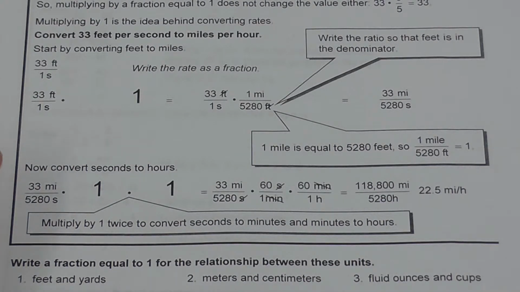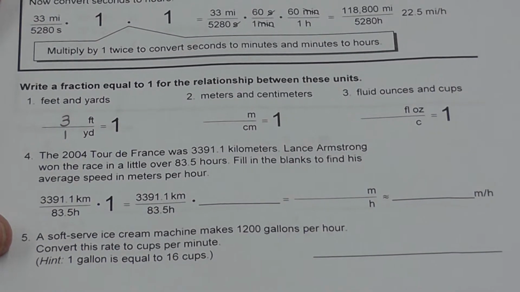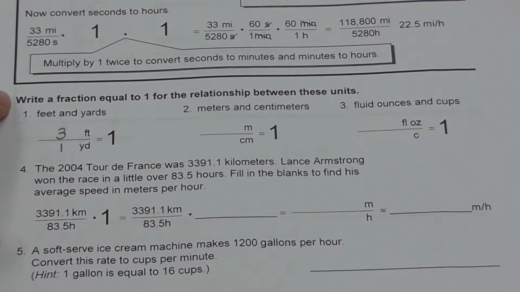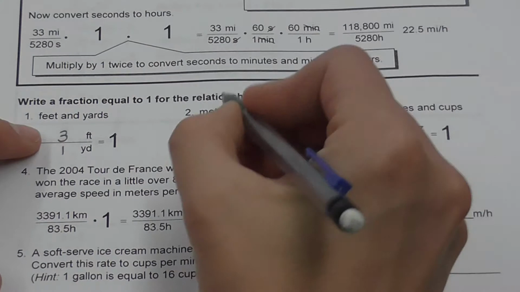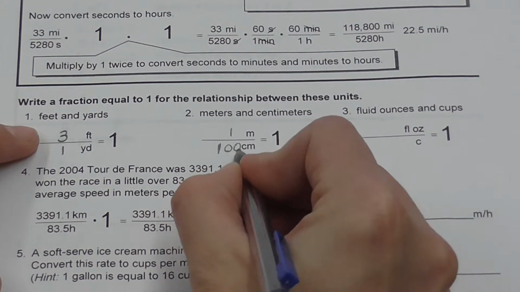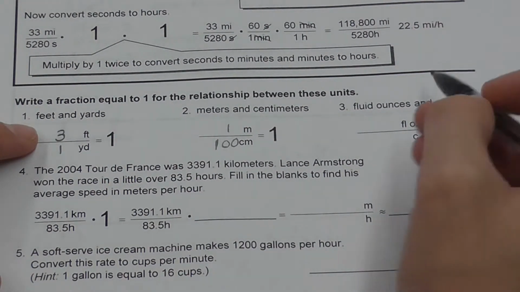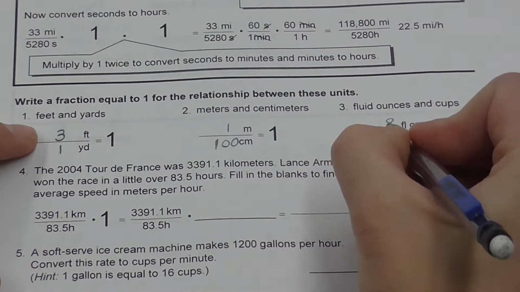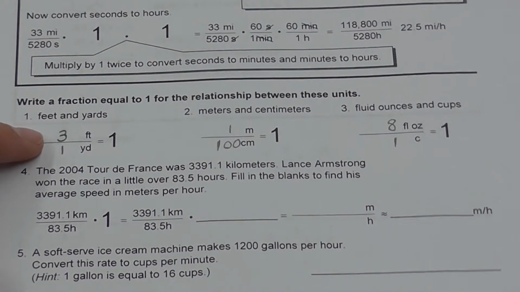So let's go one step at a time and look at what it's going to ask us to do. It wants us to write a fraction equal to 1 for the relationship between the units. I've already done it for the first one. There's 3 feet in 1 yard. For every 1 meter, there are 100 centimeters. So that's what it's looking for there. And this is ounces to cups. Well, there are 8 ounces in 1 cup. So all it wants is to write this conversion factor. That's all it's looking for.